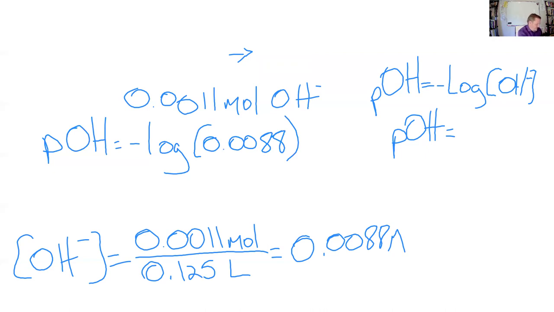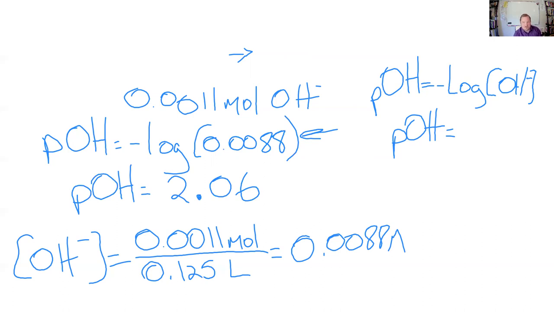So when you do the negative log of 0.0088, you get a pOH of 2.06. Regardless of how many sig figs we have on our concentration, just always write it to the hundredths place. That's usually going to be the right number of sig figs anyway.